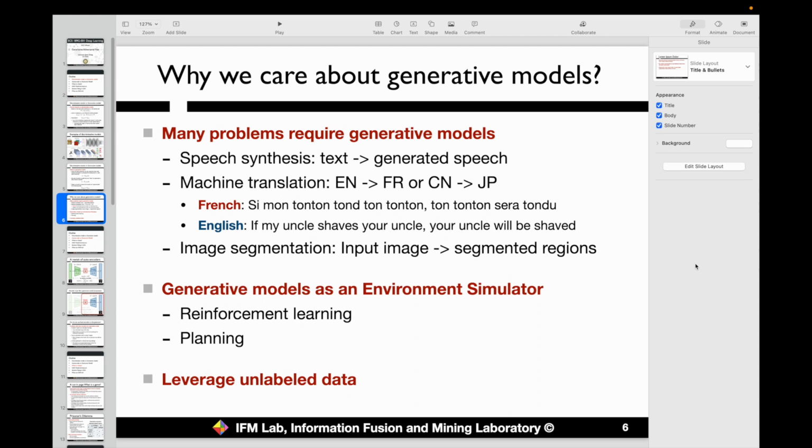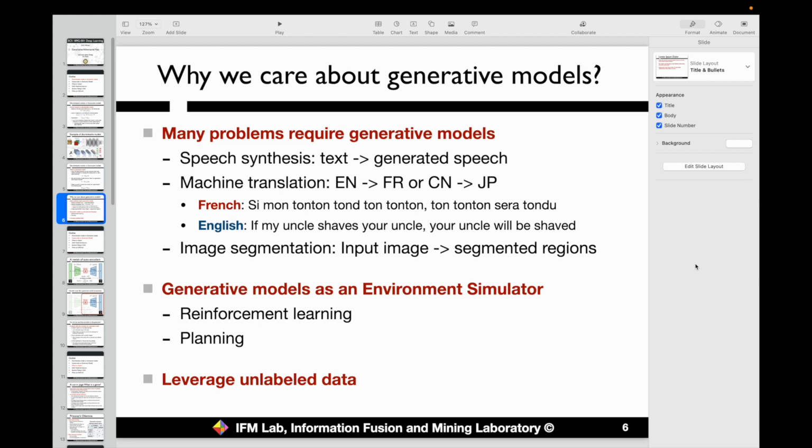And you may also wonder why we need to care about the generative models and why we need to study them. Because in real-world applications, some of the problems may require us to build a generative model. We can show you some examples. Like when we are studying speech synthesis from text to generated speech, we have to build a model which can generate the speech, right? Also, it will be very similar for machine translation among languages, from English to French or from Chinese to Japanese. We may also need a model which can do the generation for us, right?